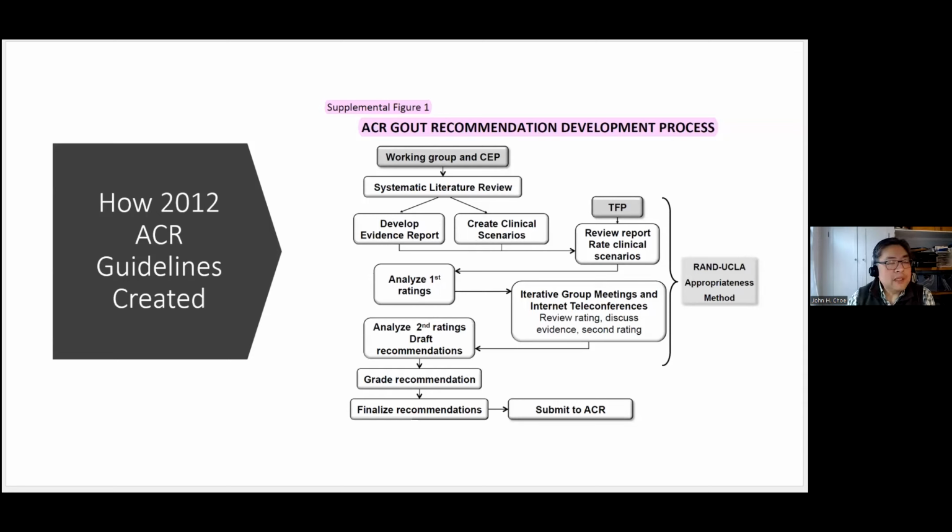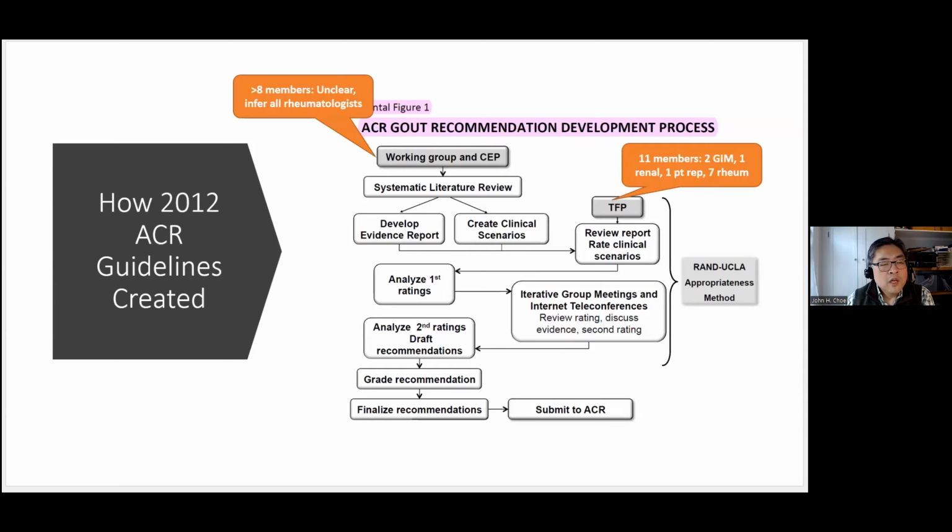It's a little hard to walk through completely, but let's see if I can try to do that. The working group, the clinical expert panel, was 8 members. It might have been more. It wasn't clear from the list of affiliations, but it looks like the expert panel all consisted of rheumatologists. The task force panel, the second group, was mostly rheumatologists, 7 of the 11. They also threw in a couple of general internal medicine docs, a nephrologist, and 1 patient representative.